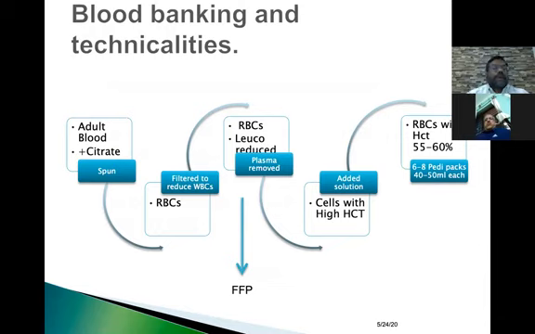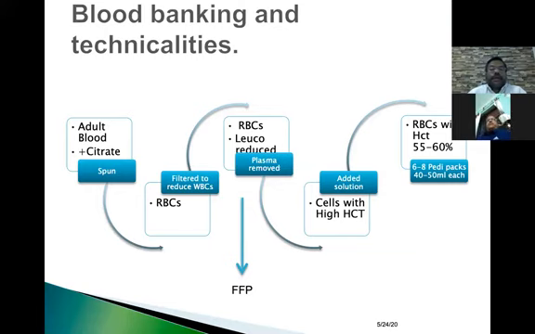Blood banking and technicalities. All pediatric and neonatal blood is obtained from adult blood, which is added with citrate. It is spun to separate the RBCs and the supernatant of plasma and WBCs. These WBCs are then reduced to form leuko-reduced RBCs. Of this, the plasma is removed. If this plasma is frozen within 8 hours, it is called fresh frozen plasma, and if it is frozen by 24 hours, it is called just frozen plasma.